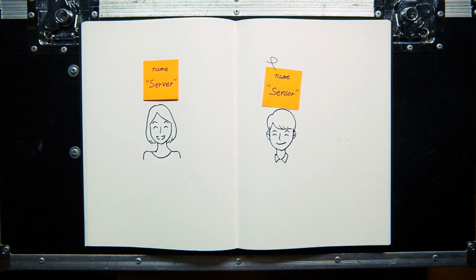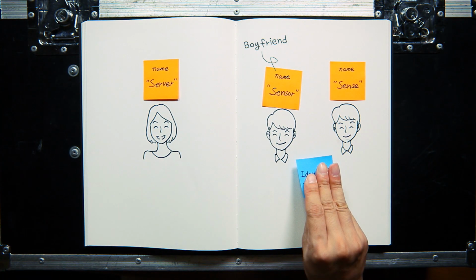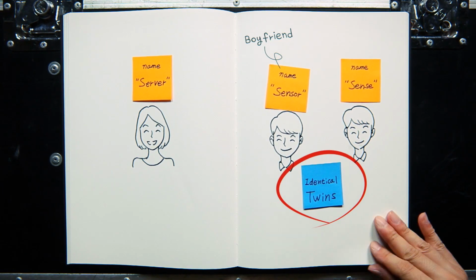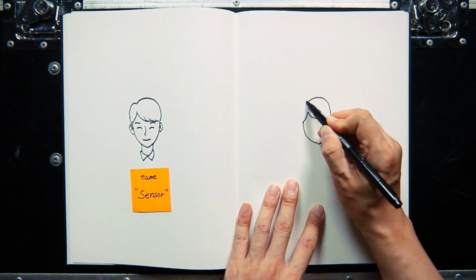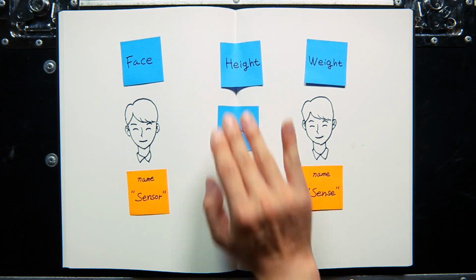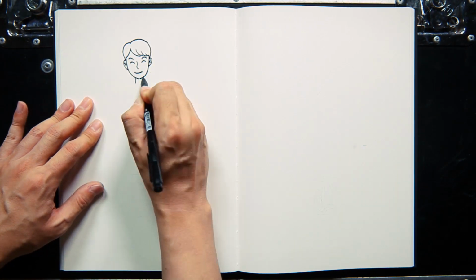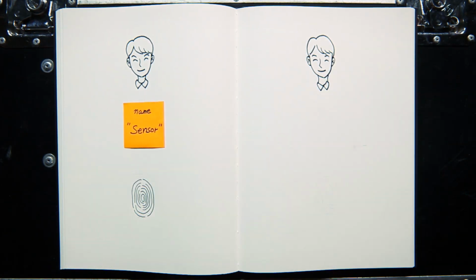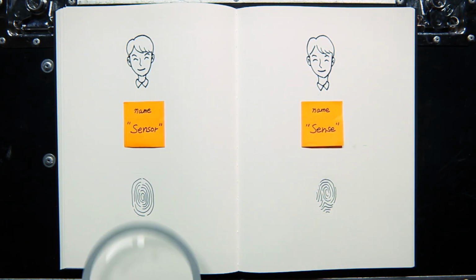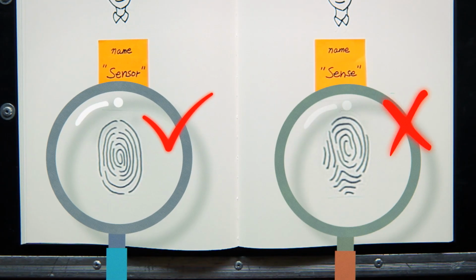Server has many concerns about her boyfriend's sensor. It's because sense and sensor are identical twins. And so, server goes on dates after checking their fingerprints. This is because fingerprints can differentiate twins.